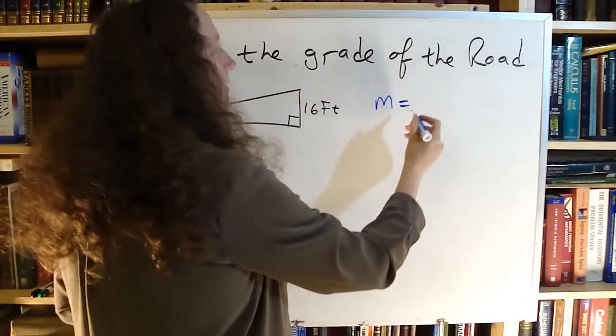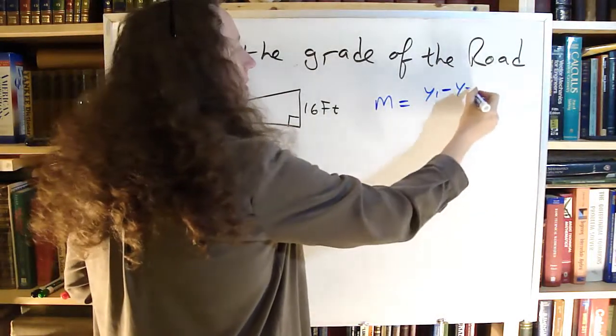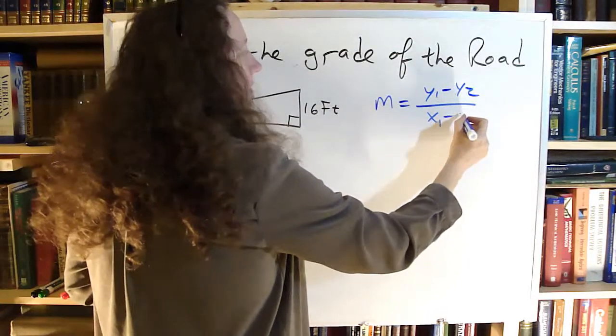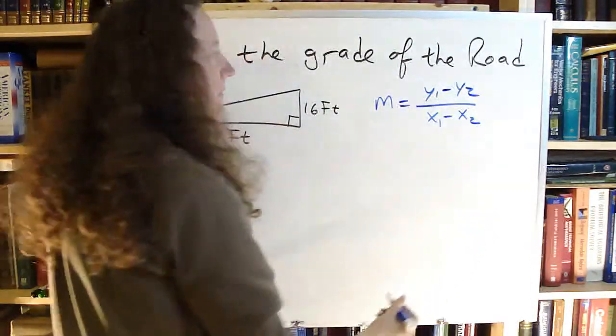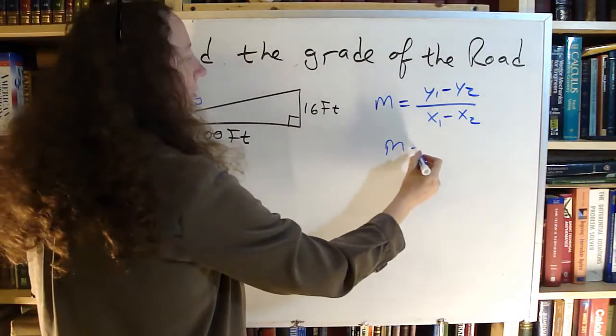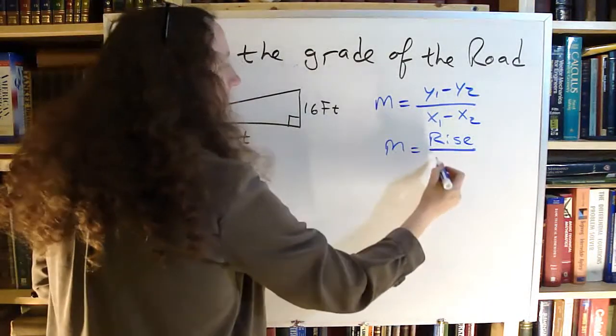your slope is going to be your change in your y's divided by your change in your x's. So that is going to be your rise over your run.